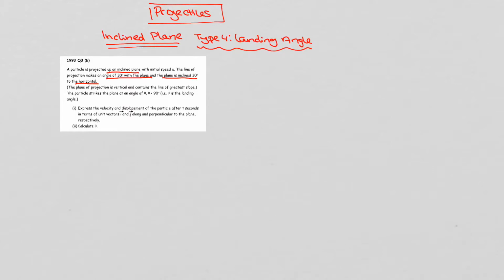And again, we're always told the plane of projection is vertical and contains the line of greatest slope. So again, it's not veering off to the left or the right, it's going straight up. And the first thing we have to do then is express the velocity and displacement of the particle after t seconds, and we have to do that in terms of i and j. And then we have to calculate theta itself, where theta is the angle that it strikes the plane at.